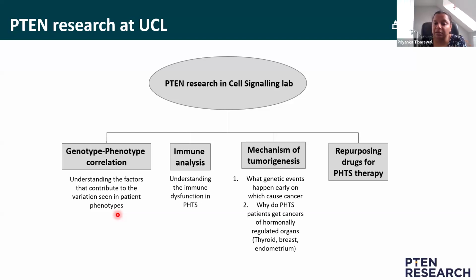So we are really interested in understanding what are the different events that happen during this time that cause the cancer. Another thing that really interests us is that a lot of the cancers that PHTS patients get are in hormonally regulated organs, so thyroid, breast, and endometrium, for example. It really puzzles us why it's the hormonally regulated tissues that get these cancers.